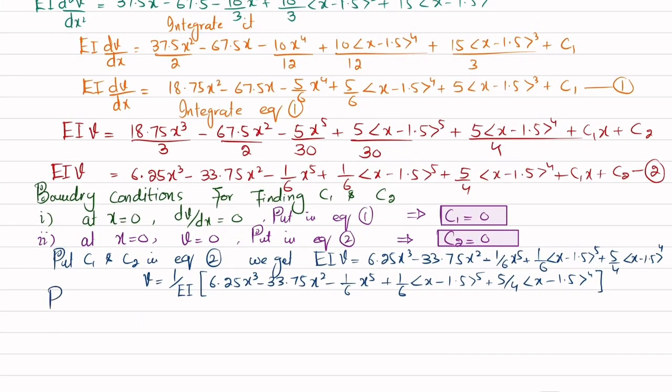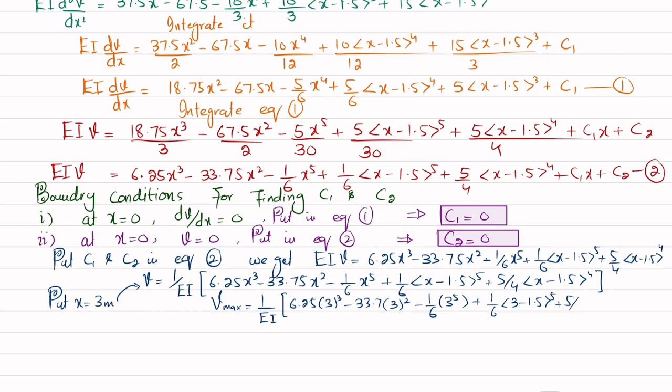So put x is equal to 3 meter in this equation, so you will get Vmax will be equal to 1 over EI into 6.25 into 3 cube minus 33.75 into 3 square minus 1 over 6 into 3 power 5 plus 1 over 6 into 3 minus 1.5 power 5 plus 5 over 4 into 3 minus 1.5 power 4. So again, when you solve this, you will get Vmax will be equal to minus 167.91 over EI.